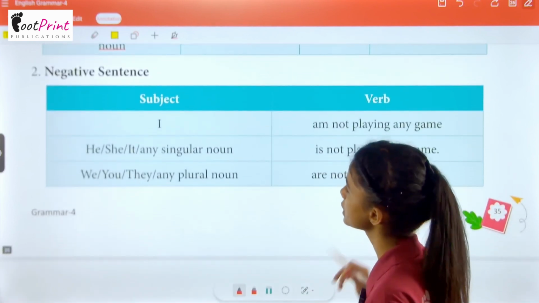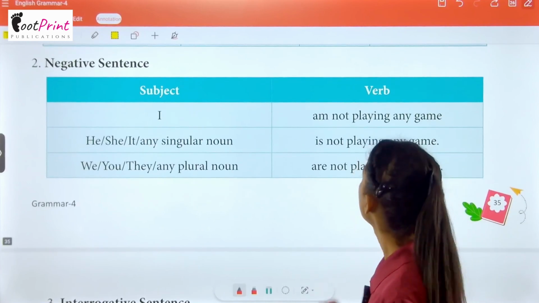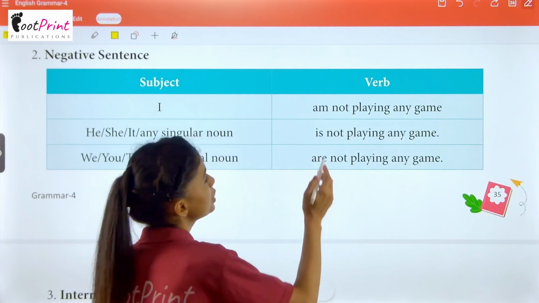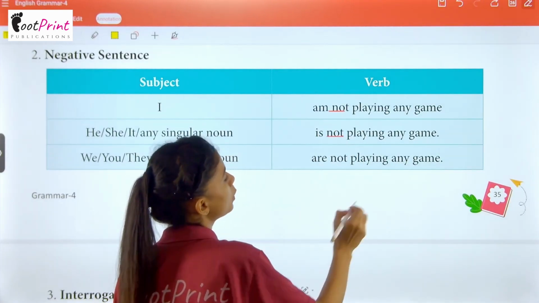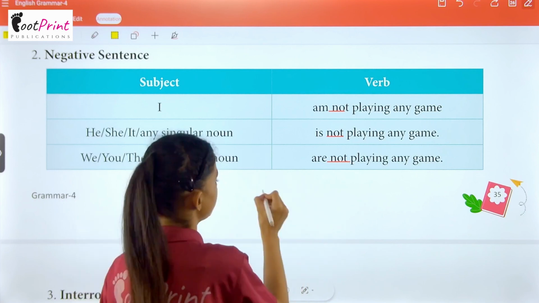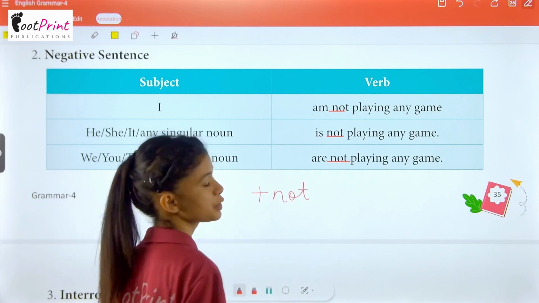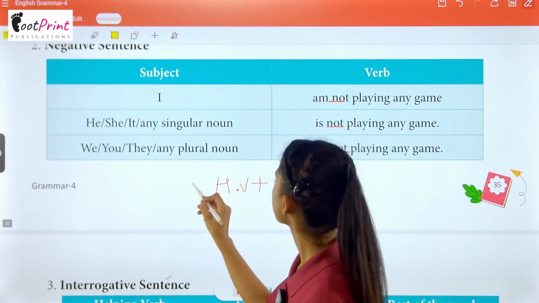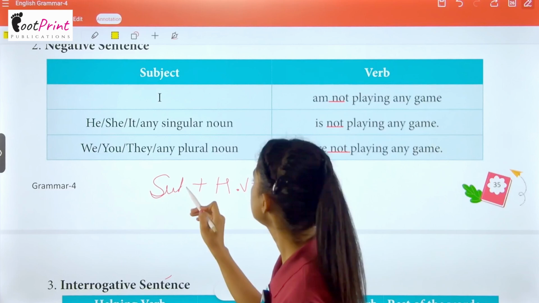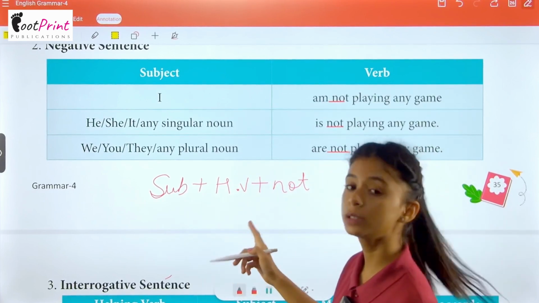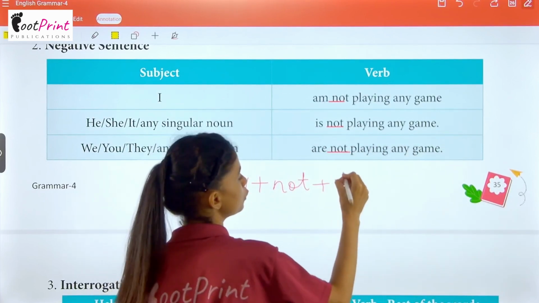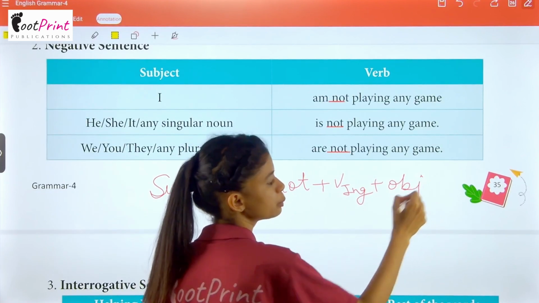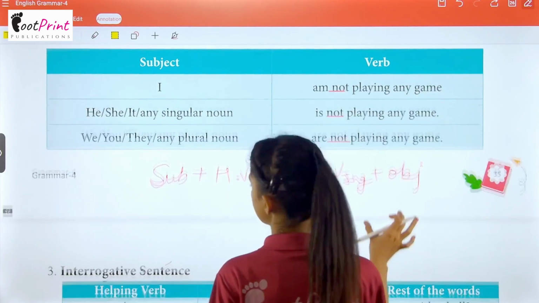Next, we have negative sentences. Now, in this, we do not make any specific change. We just add a not after our helping verb. You have to add a not right after your helping verb. So, this is how we make our sentence: subject plus helping verb plus not plus verb in its ing form and then the rest of the sentence or the object. So this is how we form our negative sentences.